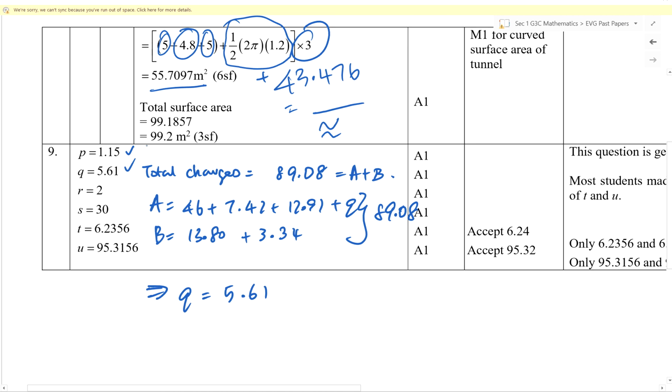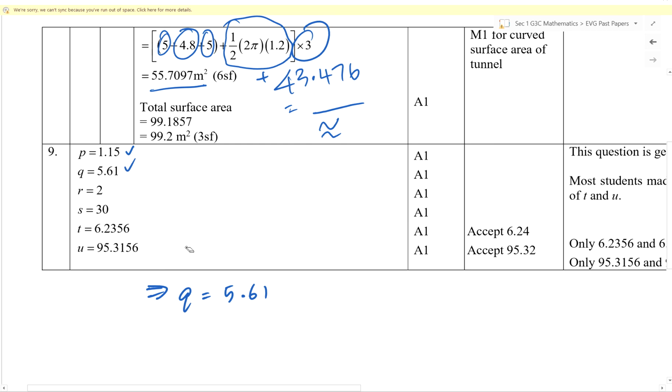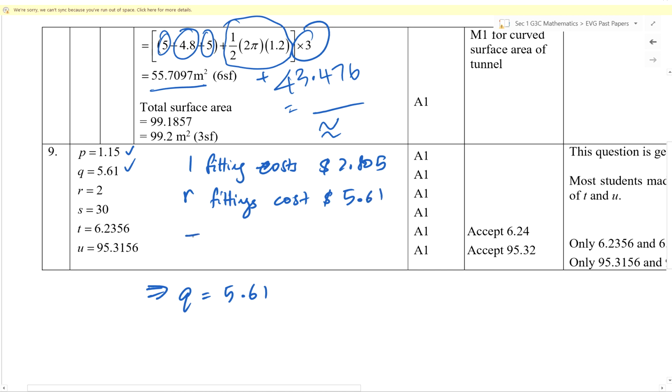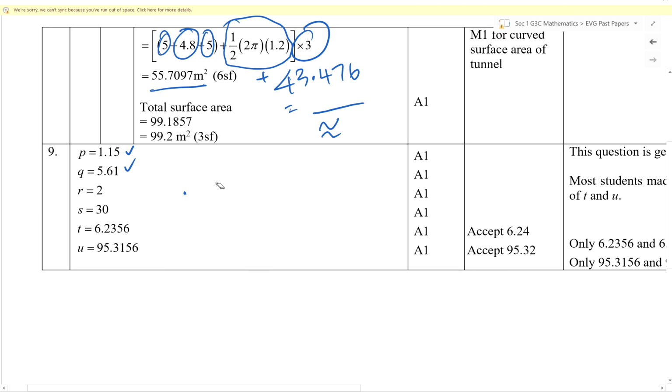For R, to find the value of R, we will require the value of Q. They tell us that for one fitting, for one toilet bowl, it costs $2.805. How many fittings cost our value for Q, 5.61? R must be equal to 2. From then on, to calculate S, S over 100, that is our S percent, multiplied by 46 equals 13.80. So work it out, S will be 30.